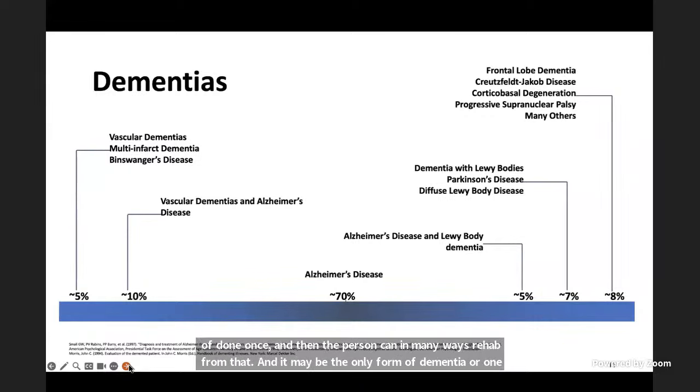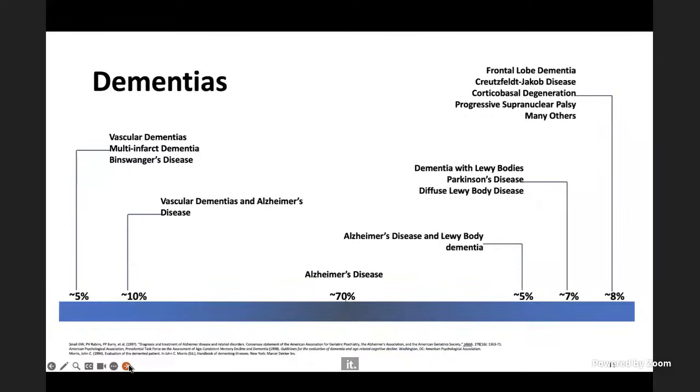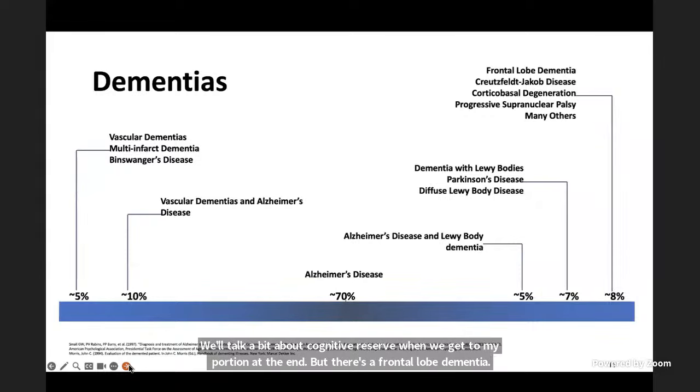But there's a frontal lobe dementia, you'll see that on the top right, and that deals with judgment and reasoning. Creutzfeldt-Jakob's disease is a prion disease, so it's analogous to mad cow disease in bovines or chronic wasting disease in cervids. Parkinson's disease can have a dementia component to it. All of these look very different in different people, and they all have their own diagnostic criteria, their own treatment criteria.